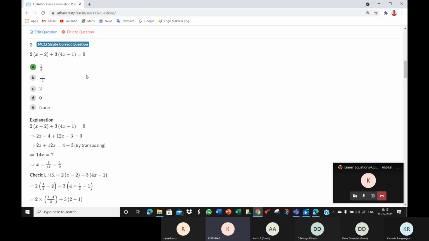Ma'am, in our school, they are going with R.S. Agarwal, ma'am. We are having the R.S. Agarwal book as a standard book, ma'am. Correct. Yeah. Then you should be able to do it.